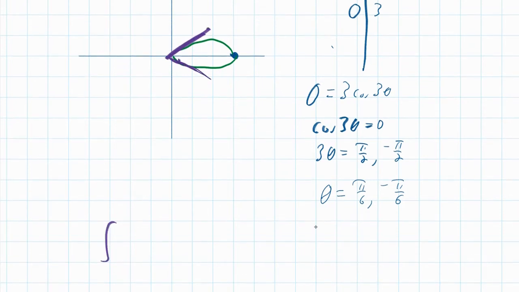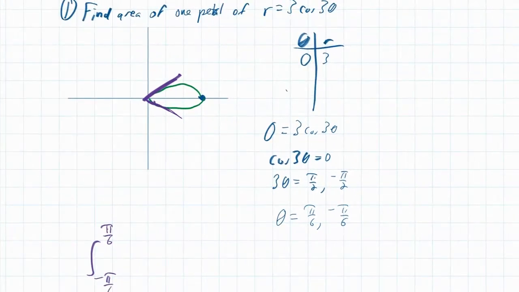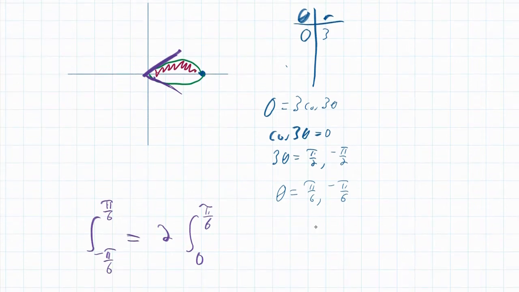So if I do an integral from negative pi over 6 to pi over 6, it's sweeping this area all the way up there. But we need to do the integral properly. I can do the integral from negative pi over 6 to pi over 6, or I could do 2 times the integral from 0 to pi over 6, because that is going to be twice this area here, which makes better sense to do. Also because then we get to multiply by the 1/2 r of theta squared d theta.